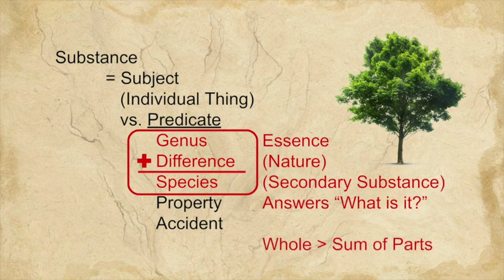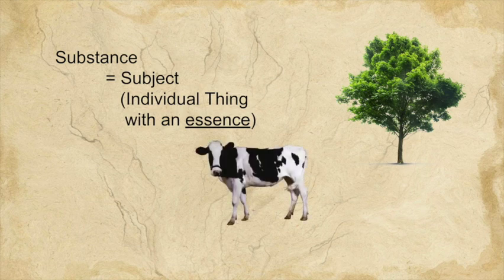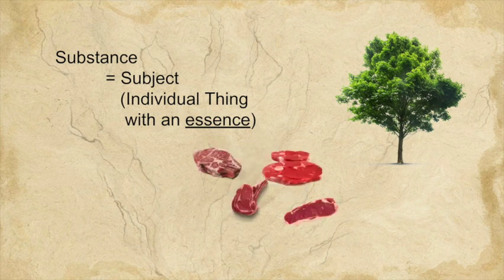Note that the whole is greater than the sum of its parts. A substance is an individual thing with an essence. We may distinguish the parts of a thing, but the whole is a new kind of whole. We may have a whole cow, but if we divide it into parts, we still have its parts, but we no longer have a cow.